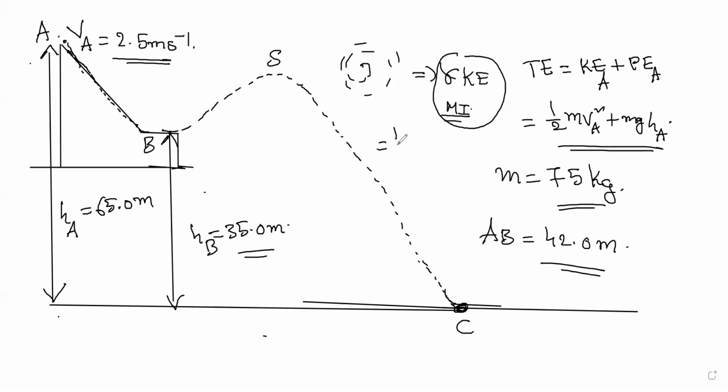So half m, with mass 75, and v_A square is 2.5 whole square. And then the second part: mass 75 times g, which is 9.8, multiplied by h_A, which is about 65 meters. Plug that in, and when you sum this, you get the total energy. This is called the initial total energy: kinetic energy plus potential energy at the point A.